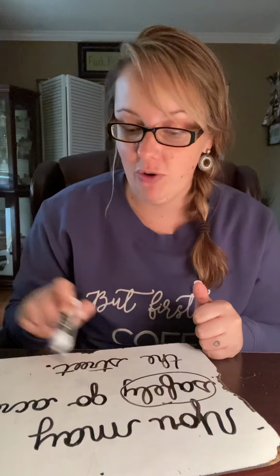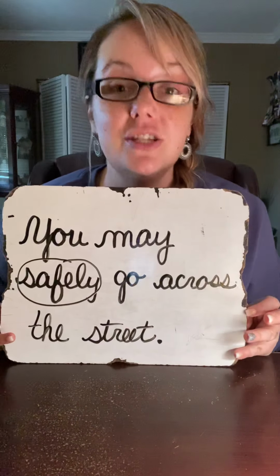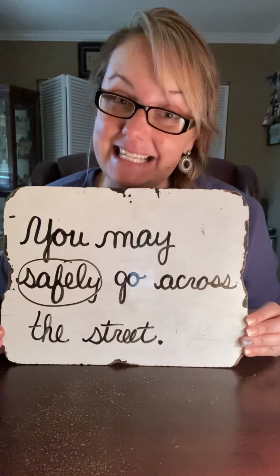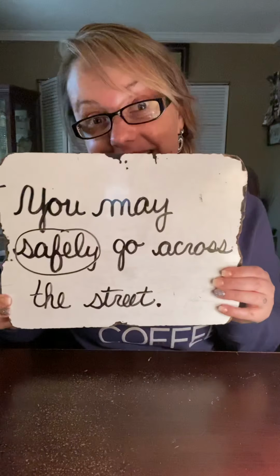1, 2, 3, 4, 5, 6, 7. Right on the button today, kiddos. You may safely go across the street. So it's like I'm telling somebody something. It's a statement. All right. Can't wait to see your sentences.